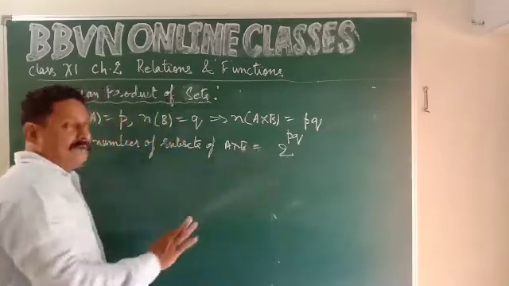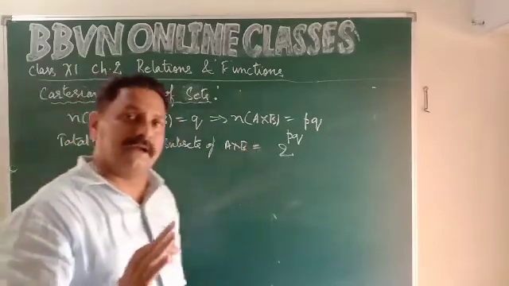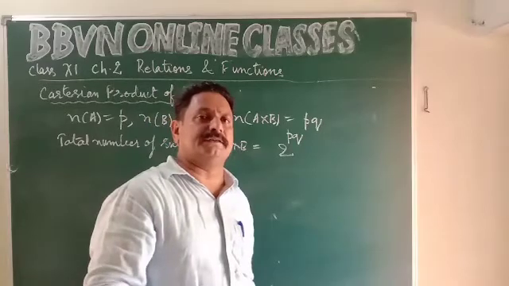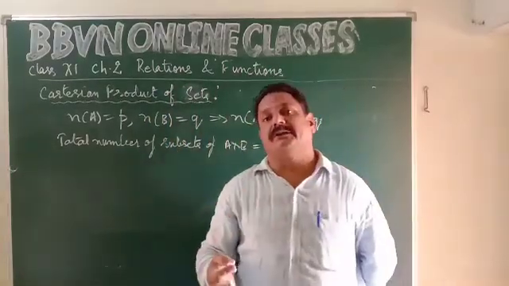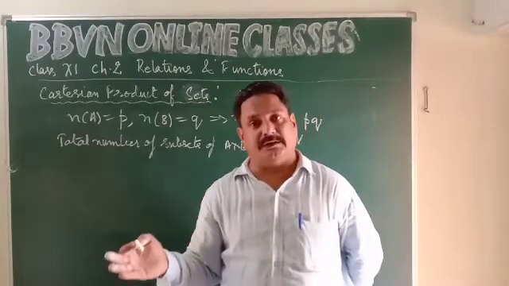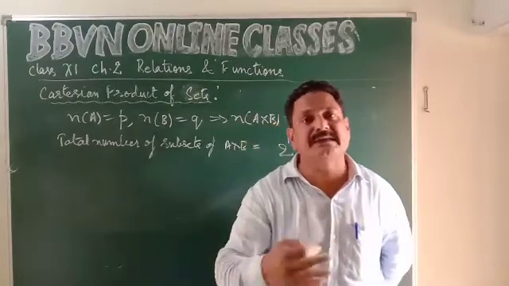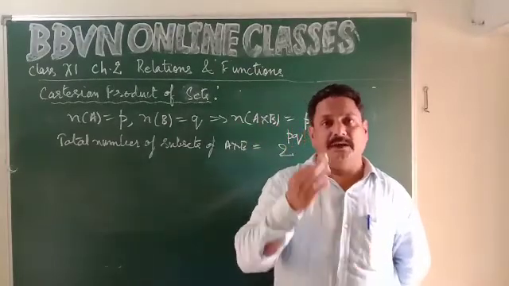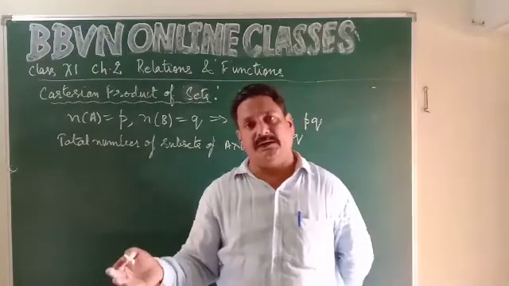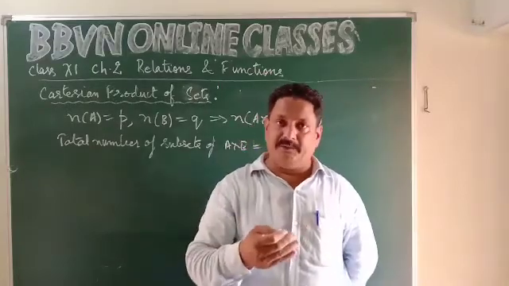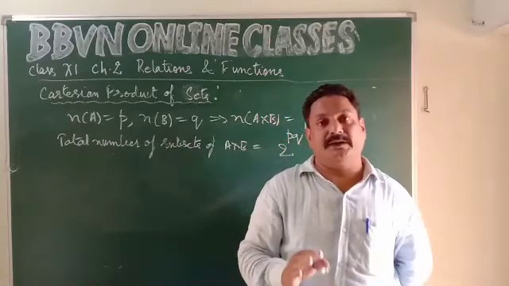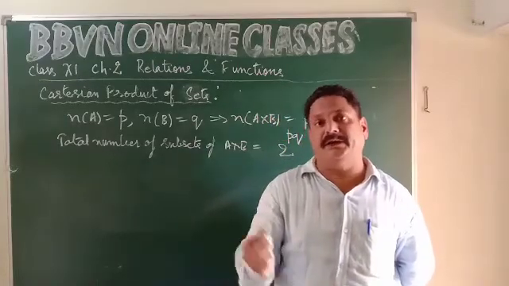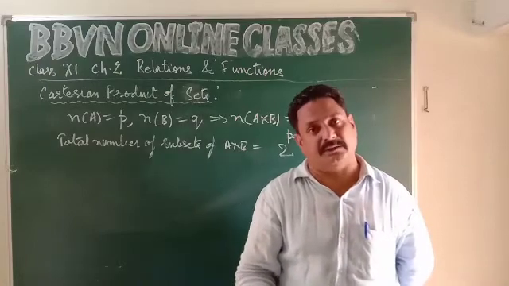So this was about the Cartesian product of any 2 sets or more than 2 sets. In the next class we shall discuss a relation from a set to another set or a relation within a set itself. A relation can be from one set to another set, or a relation can be between the elements of the same set. It can be from A cross B or it can be from A cross A itself, the set itself.